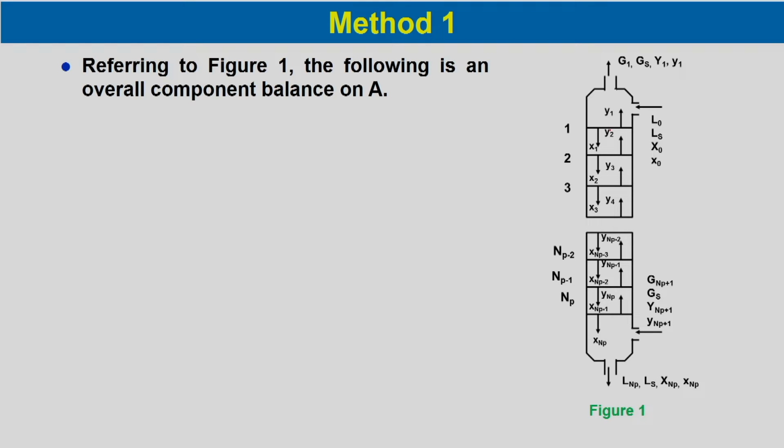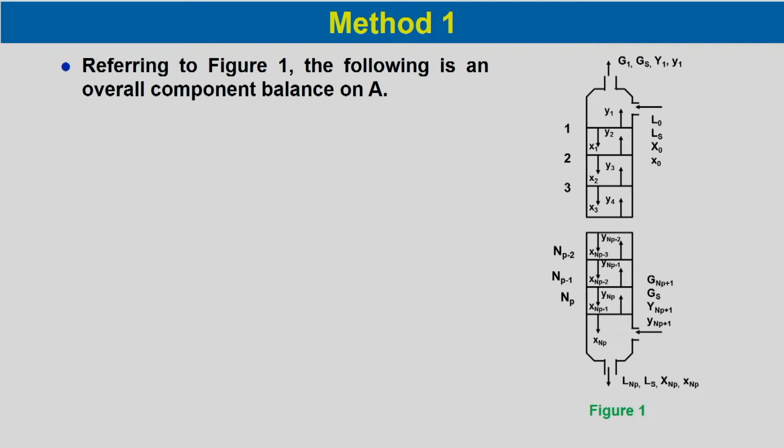So, the top tray is 1 and then next to that is 2, 3 and so on, and finally it is NP, stage capital NP, which is where the liquid comes out from. Liquid is entering at the top and coming out from the bottom, and the gas is entering at the bottom and going out at the top.